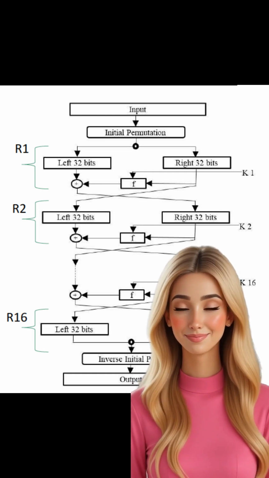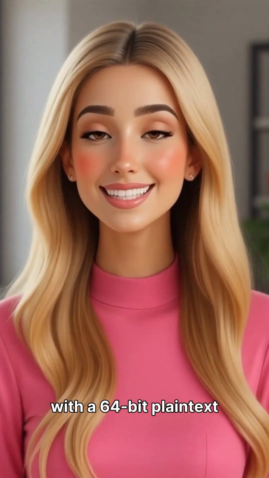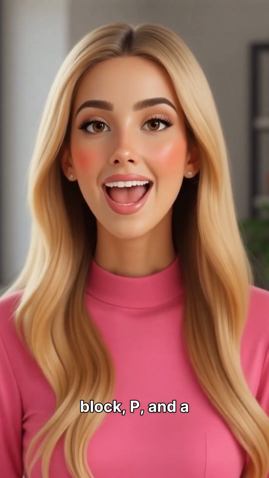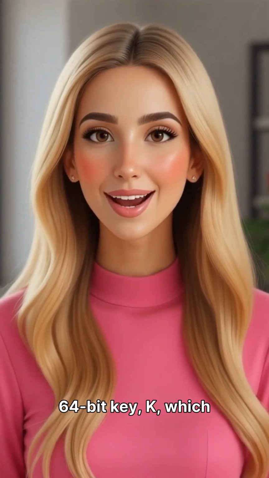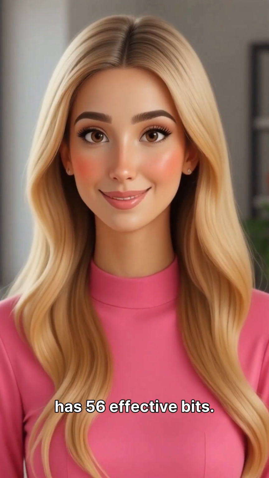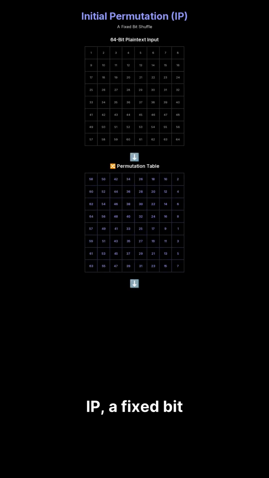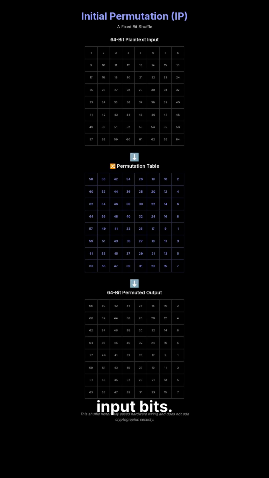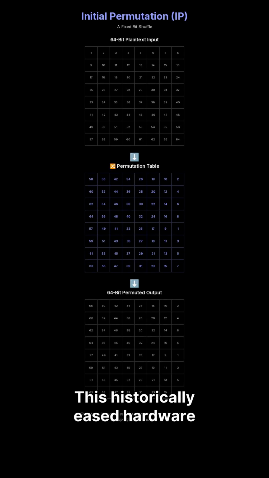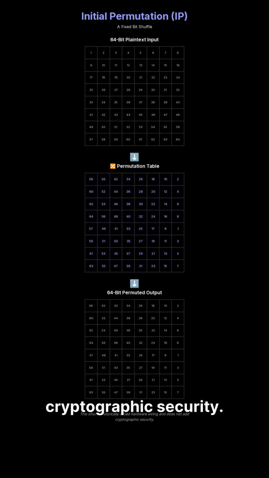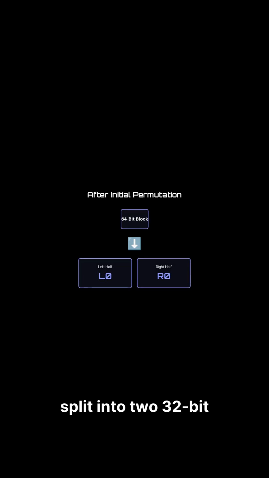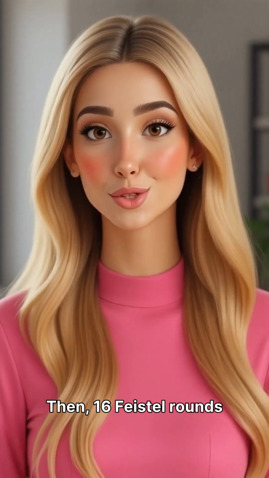of round subkeys. The encryption process begins with a 64-bit plaintext block, P, and a 64-bit key, K, which has 56 effective bits. The first step is an initial permutation, or IP, a fixed-bit shuffle of the 64 input bits. This historically eased hardware wiring rather than adding cryptographic security. After the initial permutation, the 64-bit block is split into two 32-bit halves, L0, the left half, and R0, the right half. Then, 16 Feistel rounds commence.